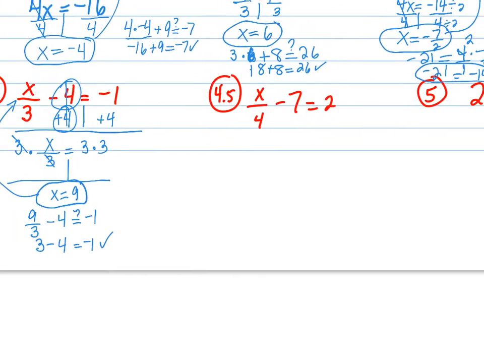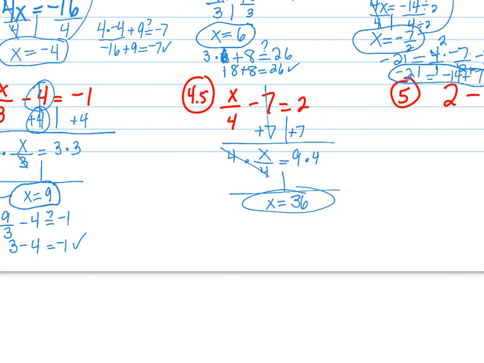You guys do number 4.5. I put number 4.5 in there. Okay, so you get x equals 36. Plug it in. 36 divided by 4 minus 7. Is that equal to 2? Well, 36 divided by 4 is 9 minus 7. Is that 2? Check.